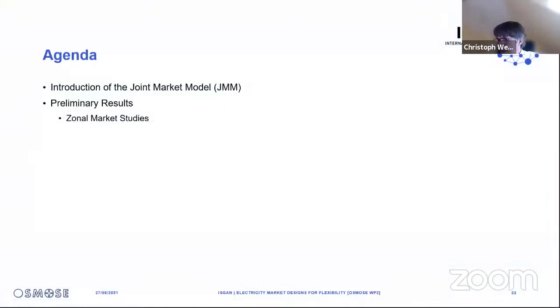So on the next slide, that's just what is to follow, a brief introduction on our set of tools. In fact, as we will see on the next slides, it's not just the joint market model, but a whole ecosystem of modeling tools that we use for this study. And then we will show preliminary results here of our zonal market studies.